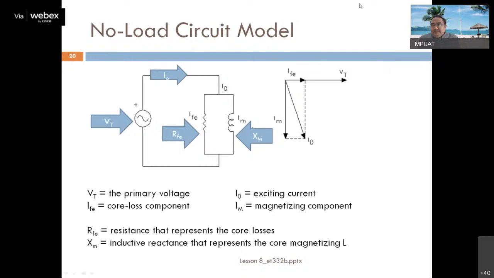Is the PPT visible? All the arrow signs are visible? Yes, sir. Okay, fine.